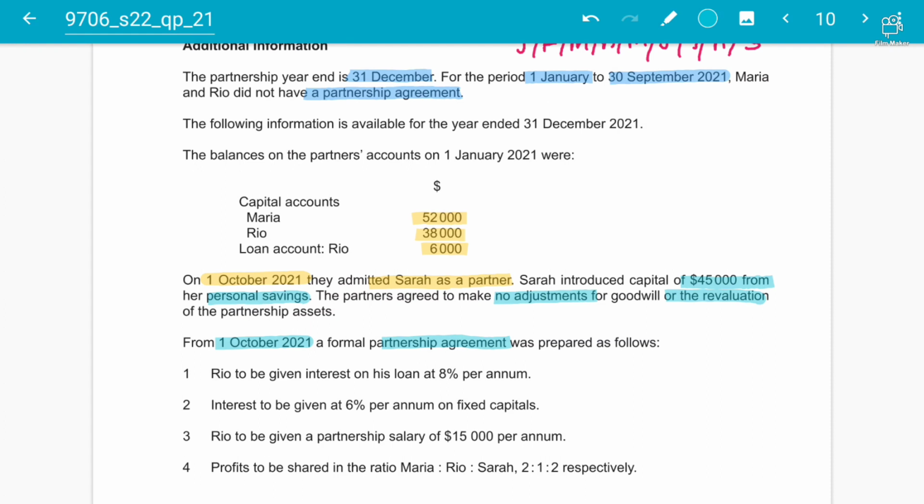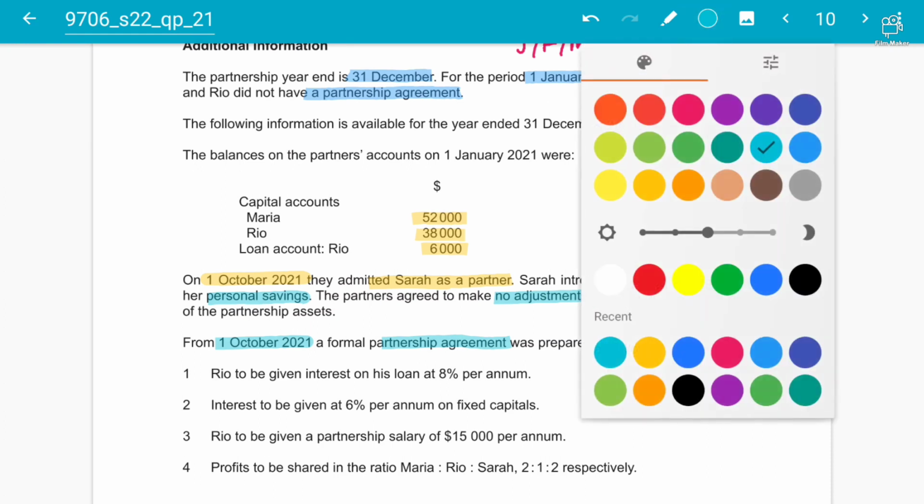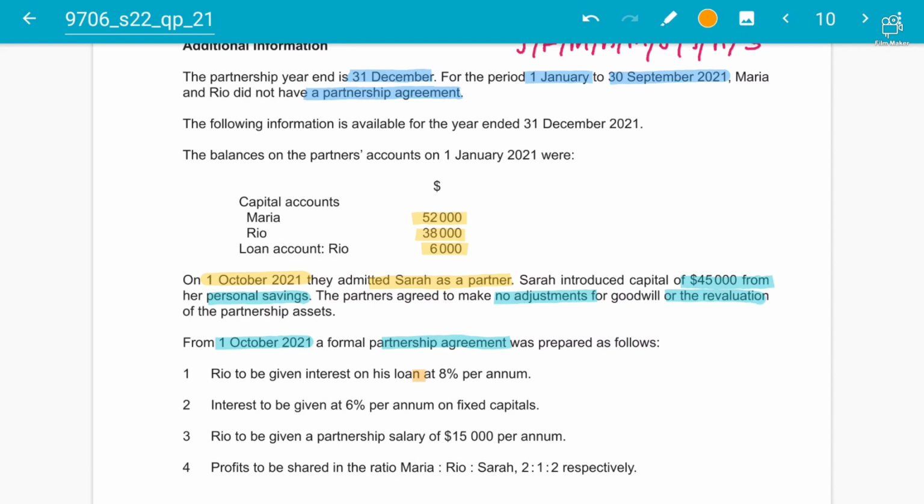concept or not. So we need to understand that Rio is to be given interest on loan at 8% per annum. So now he's going to get 8%. Interest is 6% on fixed capital, so interest on capital now will be 6%. Salary is 15,000 per annum. And now the profit sharing ratio, loss sharing ratio is 2:1:2. So Maria gets 2, Rio gets 1, and Sarah gets 2 for their profits to be distributed.